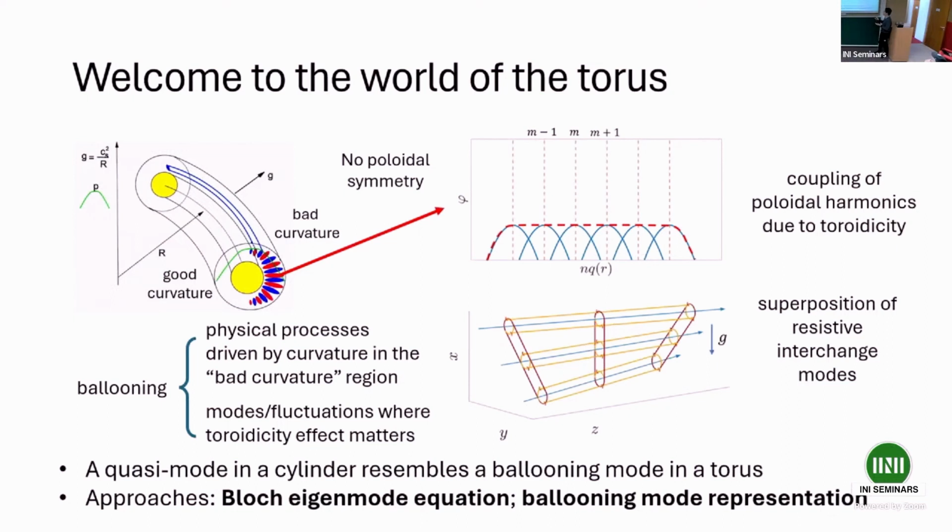The difference is the ballooning mode is an eigenmode, and the quasi-mode is a wave packet. So it's not an eigenmode. So a quasi-mode in a cylinder resembles a ballooning mode in a torus. To study ballooning mode, there are two conventional methods. We have Bloch eigenmode equation and the ballooning mode representation. So in this talk, I will briefly introduce them.